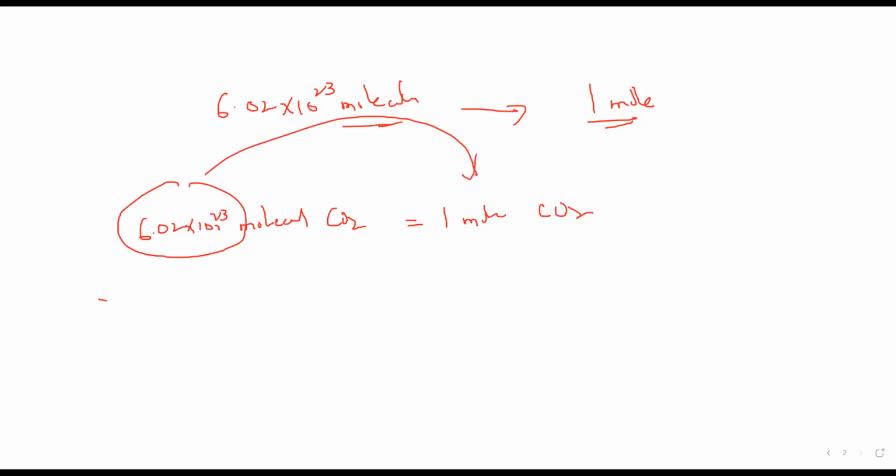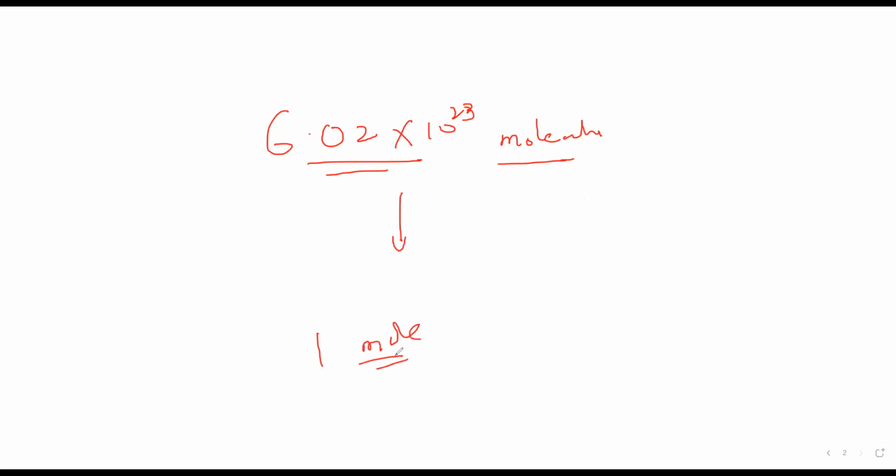That's the difference: a collection of molecules. Why specifically this number? This 6.02 into 10^23 is known as Avogadro's constant. It is named after a chemist who did a calculation and explained that if we have this many molecules together, we call that 1 mole. So 1 mole will have this many molecules. Is the difference between mole and molecule clear?